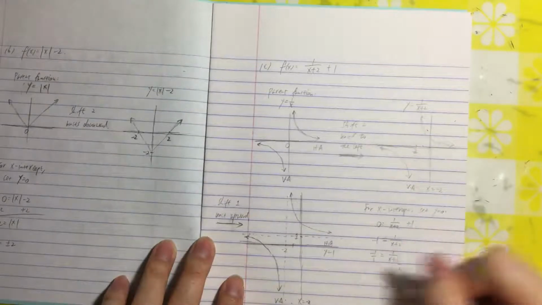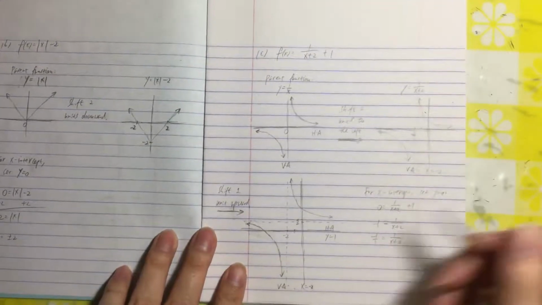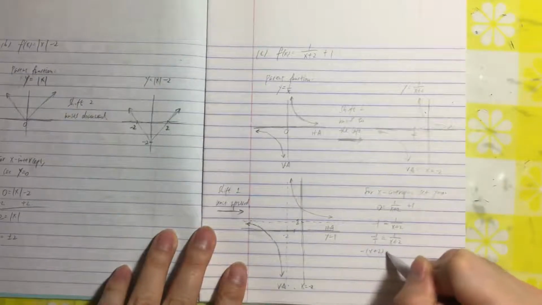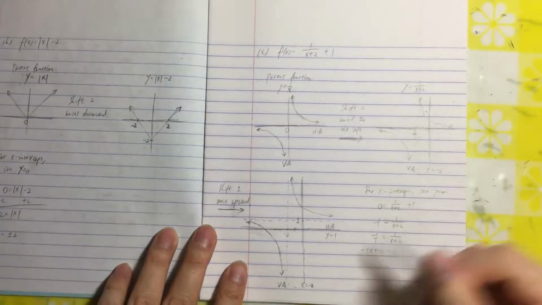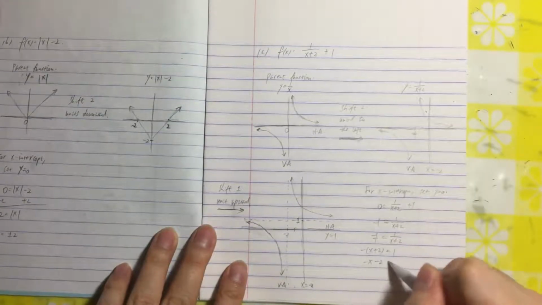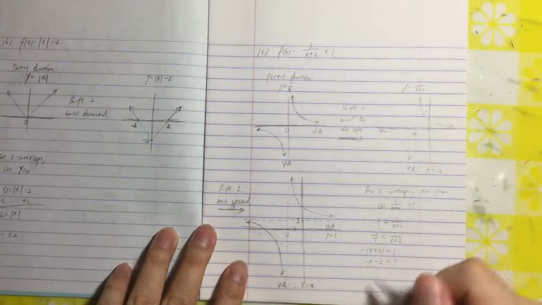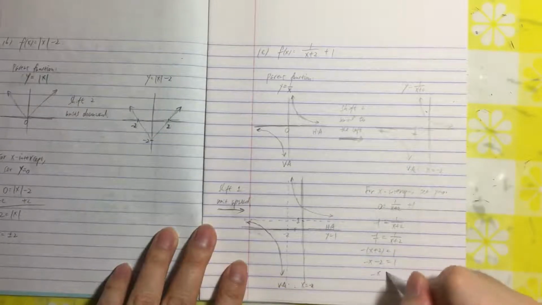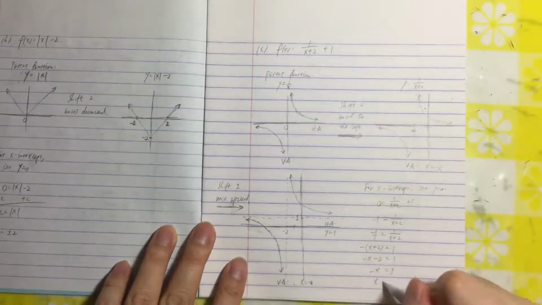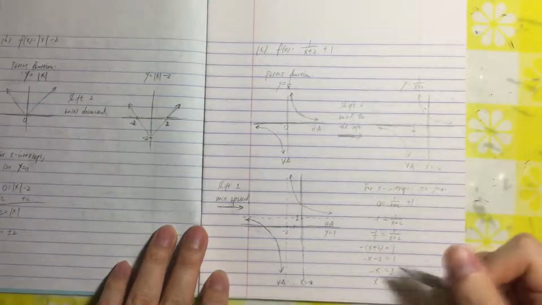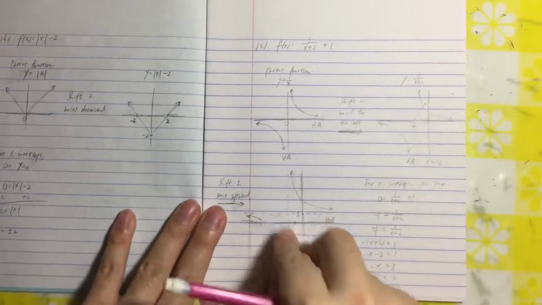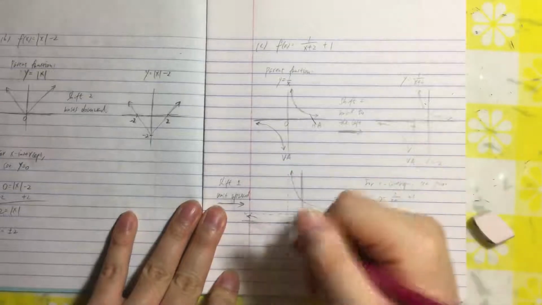Then I can cross multiply. I get -(x plus 2) equal to 1. Then I can distribute the negative sign. I get -x minus 2 equal to 1. Add 2 to both sides. I get -x equal to 3. Then I can divide both sides by -1. I get x equal to -3. So the x-intercept is -3 here.